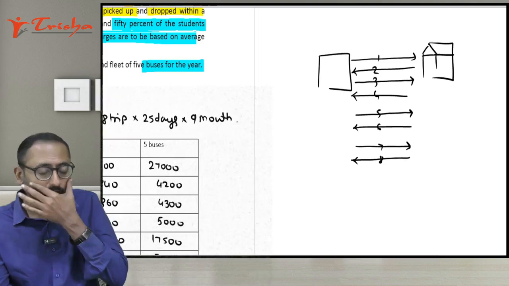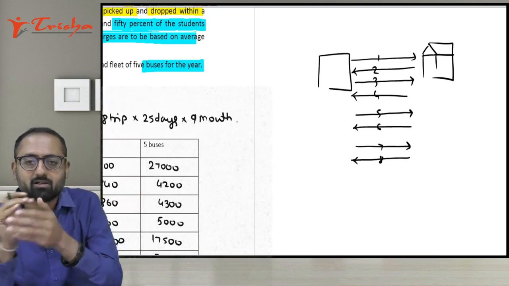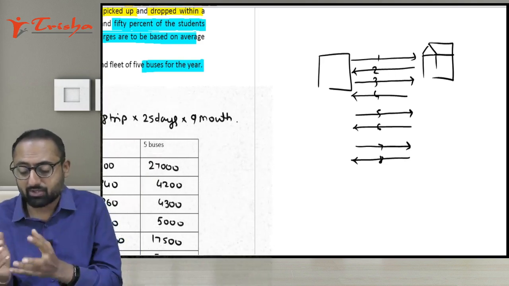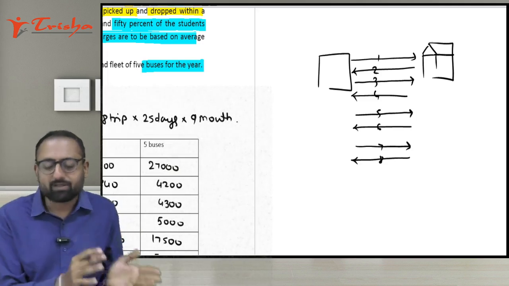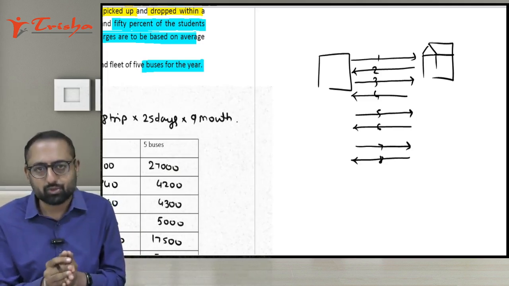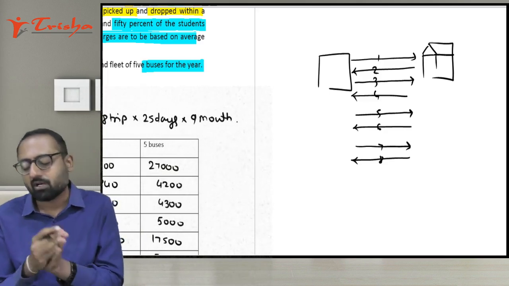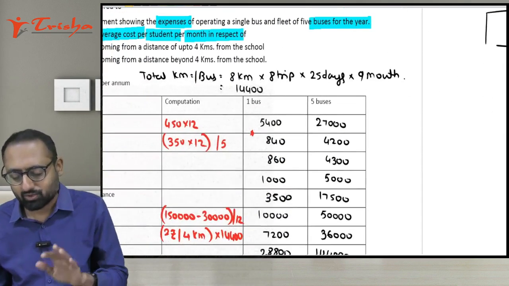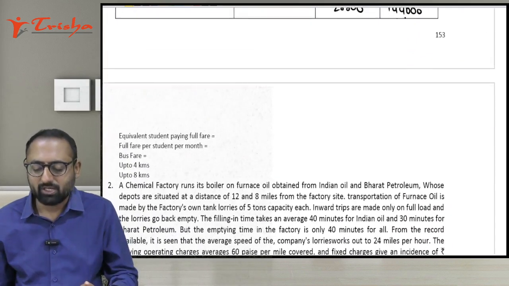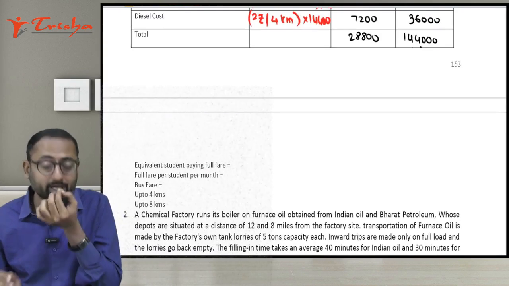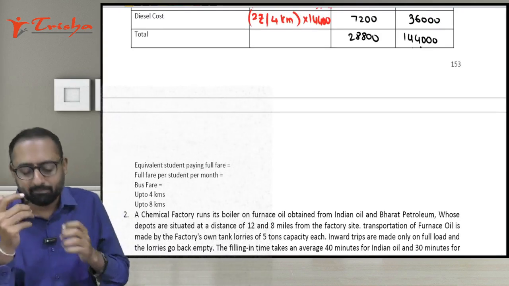You have got the kilometers traveled. So 8 kilometers first, you will take the bus to the house of that senior student and come back to the school. Then the junior student comes back to the school in the afternoon. After the school, you'll have to drop the first junior student. Then an hour later, you'll have to drop the senior student. So 8 kilometers, 8 trips, 25 days into 9 months. So 28,800.